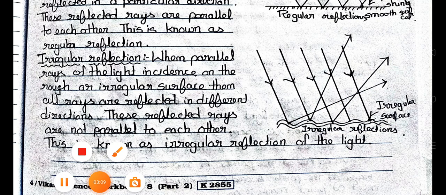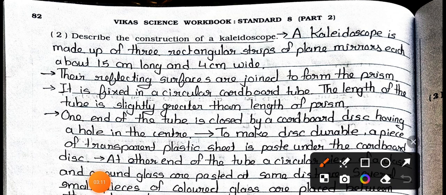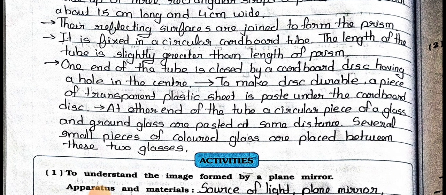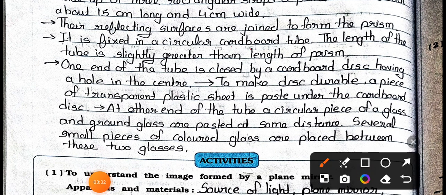Now see the next page. Number 2. Describe the construction of kaleidoscope. A kaleidoscope is made up of 3 rectangular strips of plane mirrors, each about 15 cm long and 4 cm wide. Their reflecting surfaces are joined to form the prism. It is fixed in a circular cardboard tube. The length of the tube is slightly greater than the length of the prism.